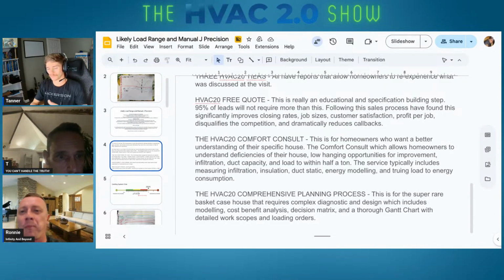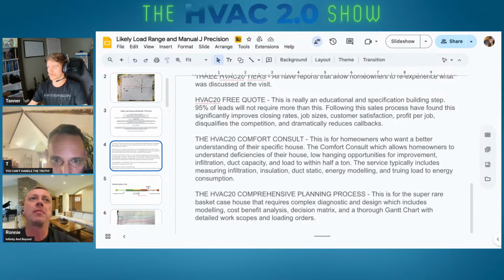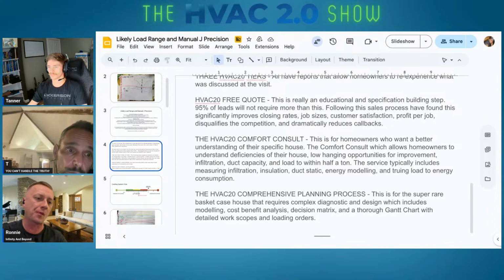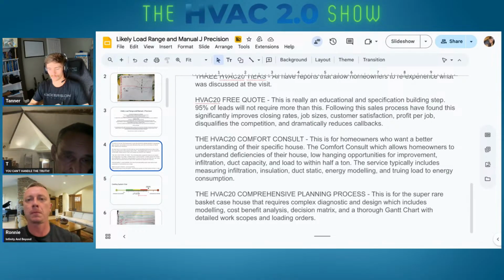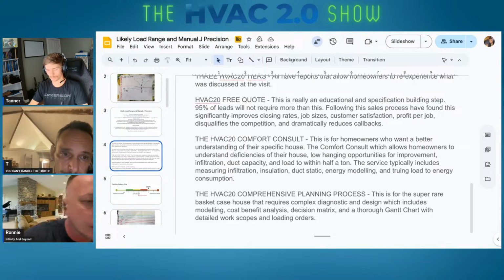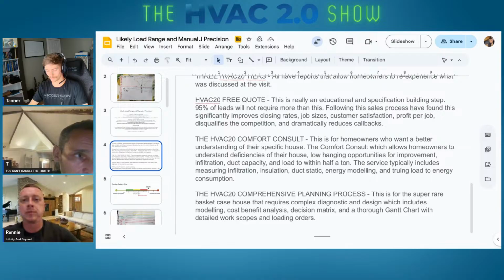The service typically includes measuring infiltration, insulation, duct static, some energy modeling, and truing energy load to energy consumption, which we use as a reconciliation step to the load calc, because the energy the house uses will tell you that house's load. From the seasonal energy use you can calculate what the worst case load is on that house. So this process allows for a lot better understanding of the house and for the contractor to actually be willing to stand behind a load calc.